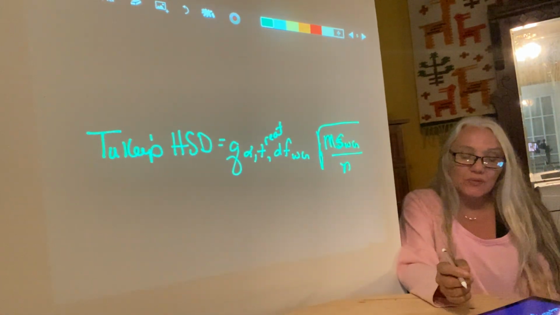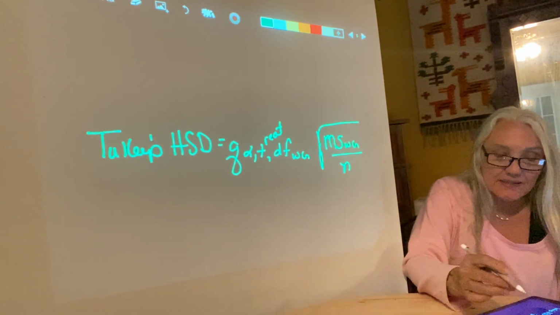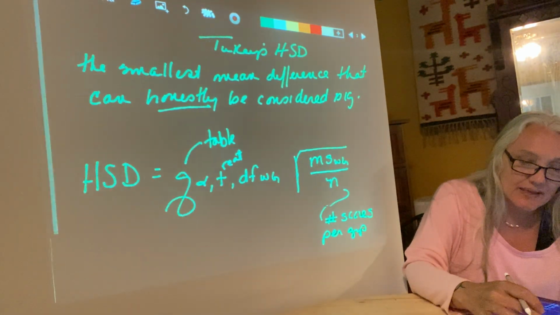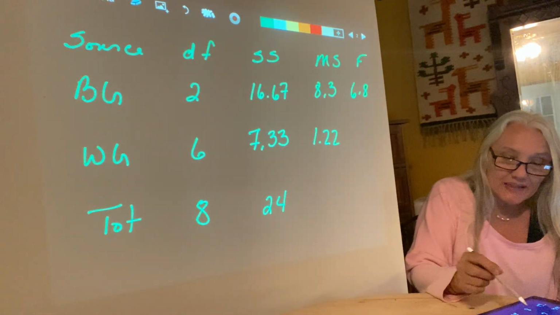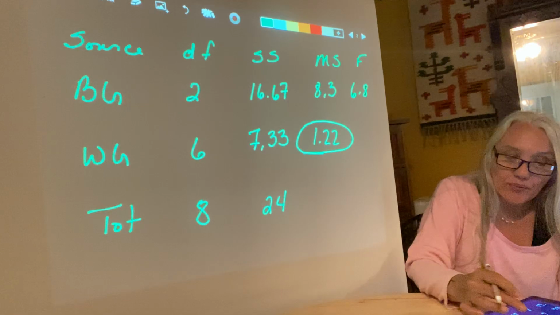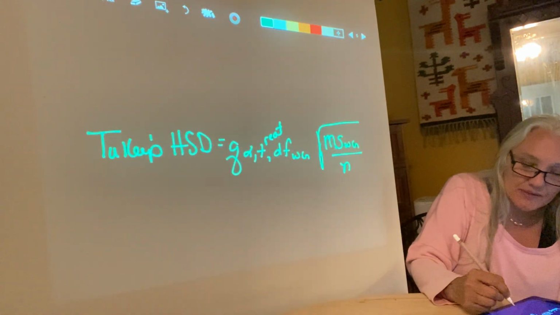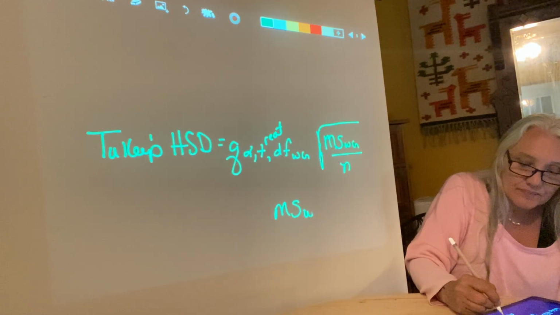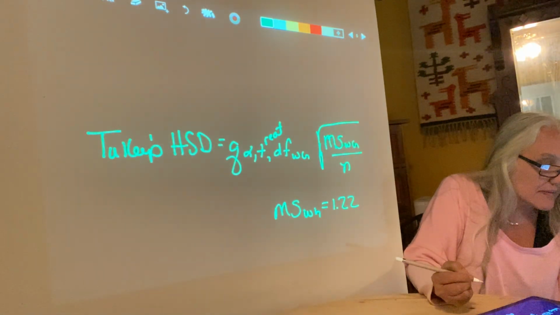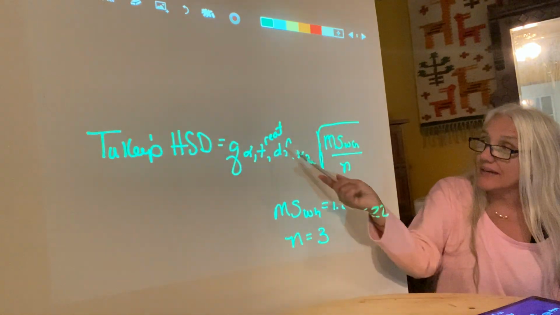So let's see what we have and what's easy to get. I think mean square within groups is easy to get, and n is easy to get. That's just the number of scores in each group and the mean square. So let's go back over here to our ANOVA summary table. Mean square within groups, we need this, and the sample size. So mean square within groups is 1.22. The number of scores in each group is 3, so n is 3. And now we have to go find that Q value.